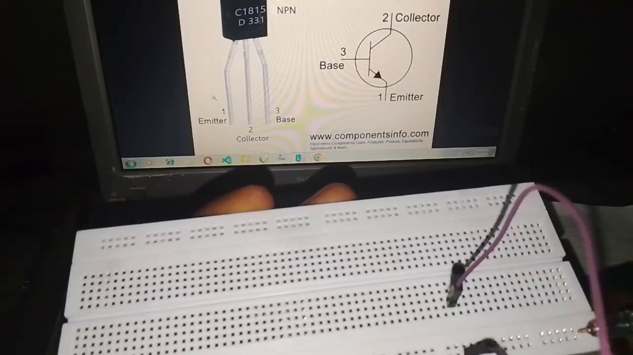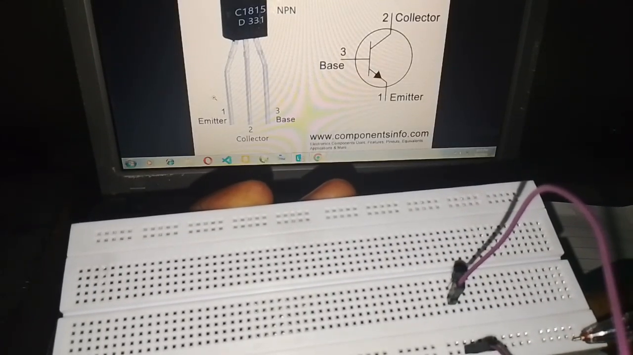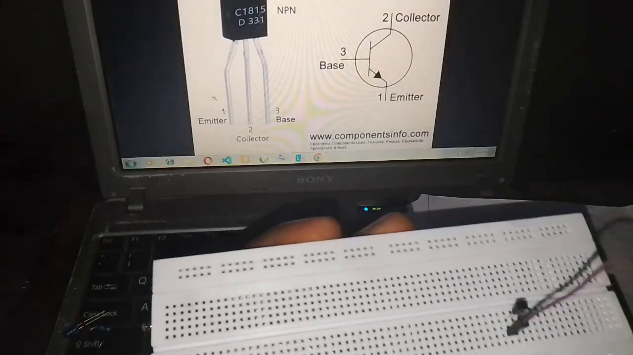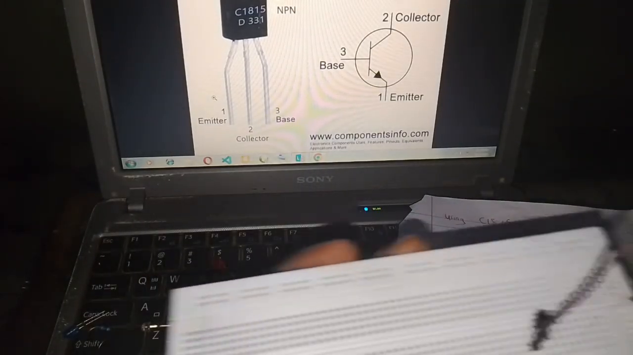This place can be your positive, this place can be your negative, or this place can be your negative, and this place can be your positive. So we have done that. What is the next thing in our circuit diagram? To connect our lights.